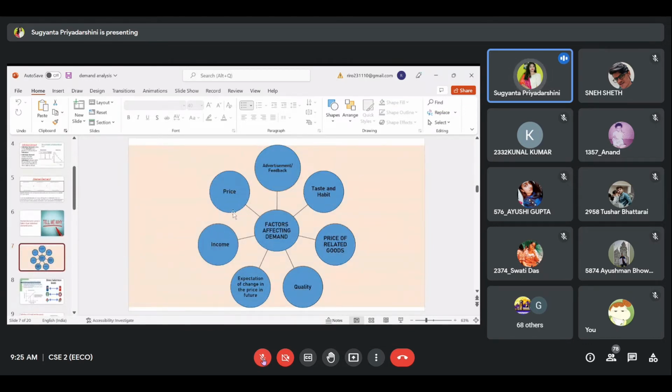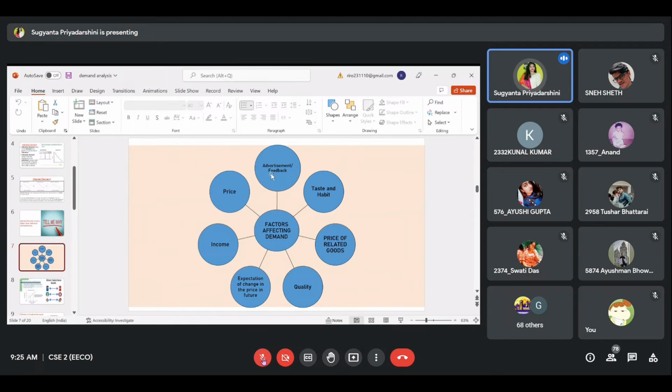So price is one of them. If the price is very high, you won't be interested to buy that jeans. Because you have to look into the income. So there comes income, which is another factor that is affecting your demand. If your income is high, and the price falls in your budget, then you will be pretty much interested to buy the jeans. Coming to the next one, that is advertisement or feedback.